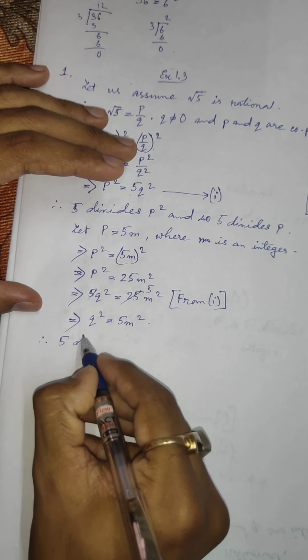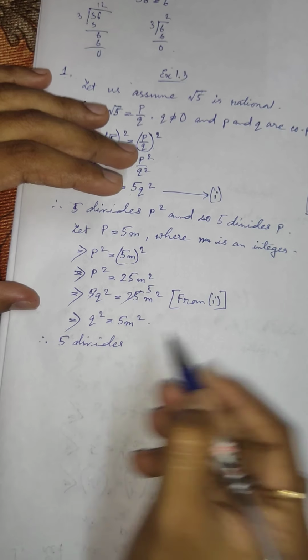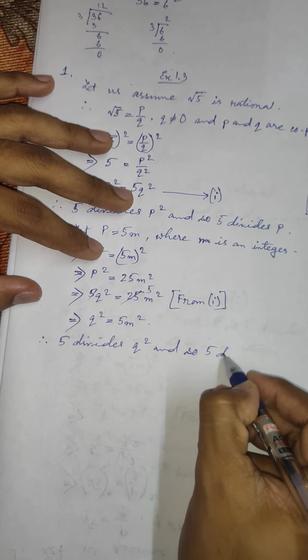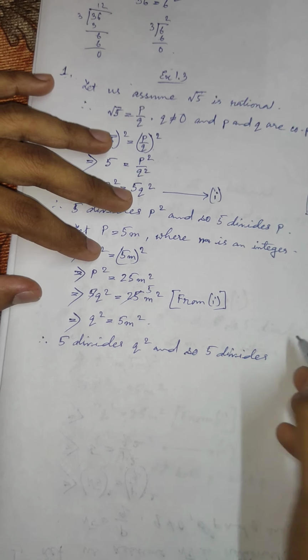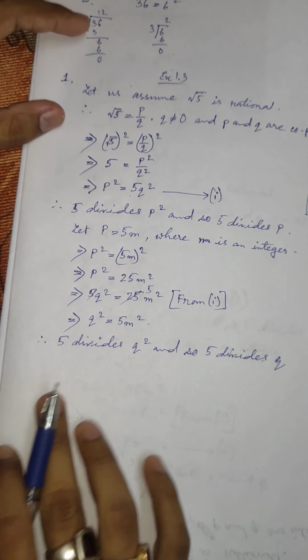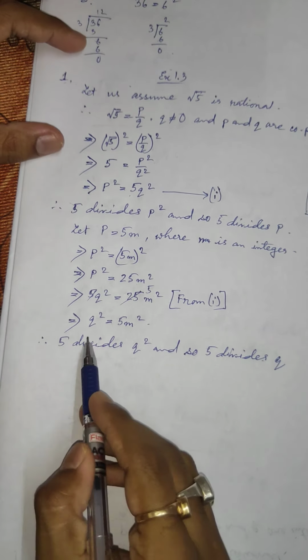Therefore 5 divides q square, and so 5 divides q. I have applied theorem 1.3 in this line. So we got 5 divides p and 5 divides q. Already we assumed in the beginning that p and q are co-primes, but now we can see that p and q are not co-primes. There is a common factor 5. So this is a contradiction.